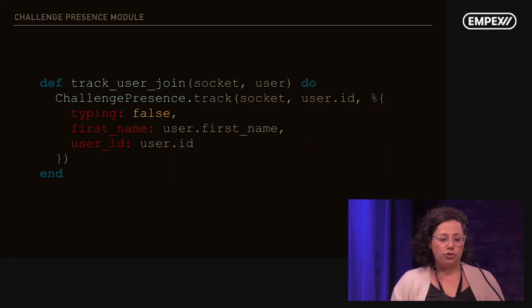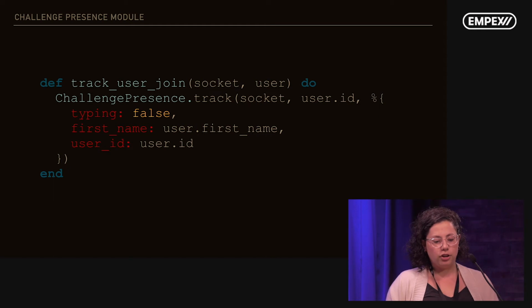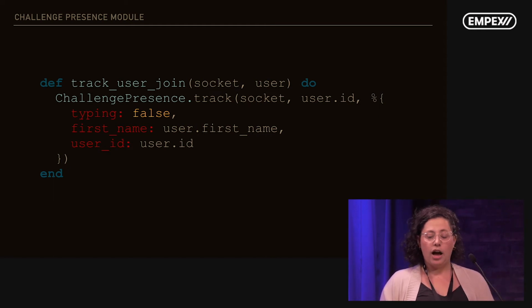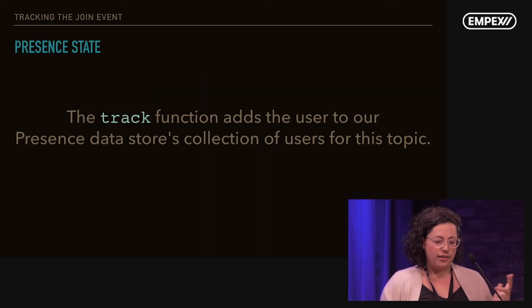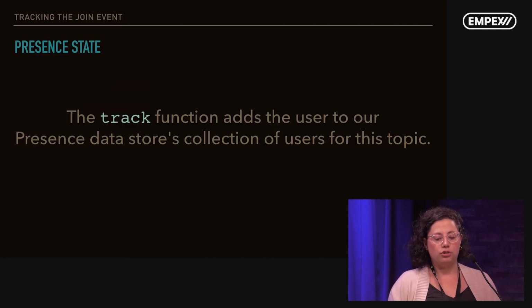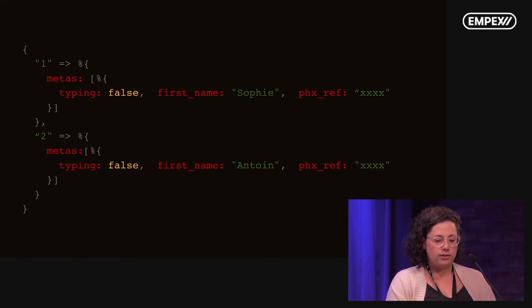So inside our challenge presence module, we have our track user join function, and it basically just calls track, passing in an argument of the socket whose topic or challenge or chat room we want to track presence within, along with the user ID and some metadata that we want to track for that user. And as I said earlier, the track function adds the user to our presence data store's collection or list of users for this topic. And this is what our data store basically looks like.